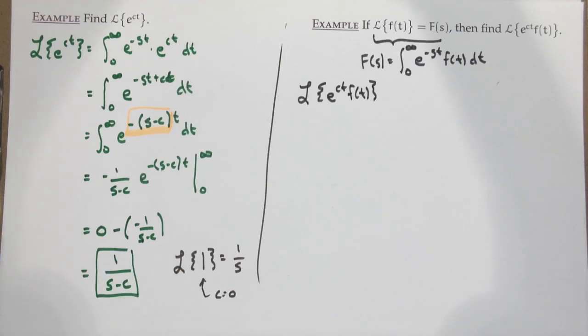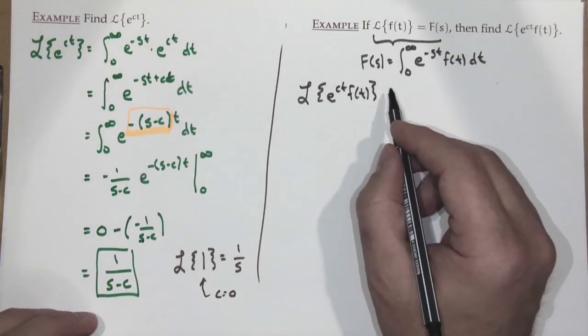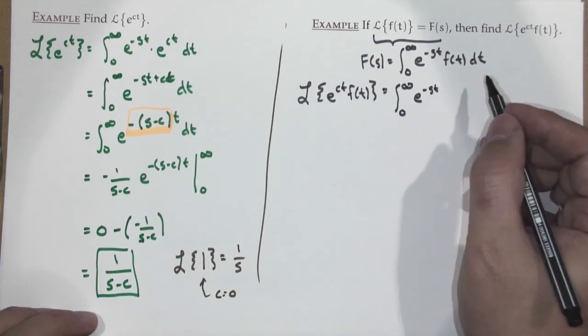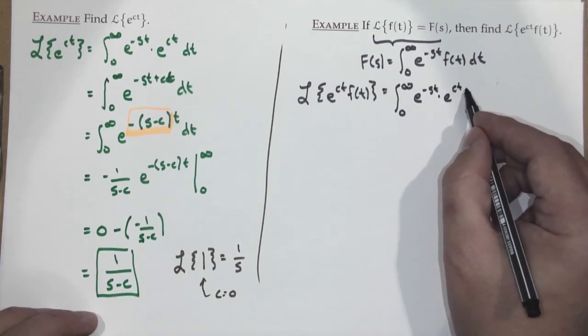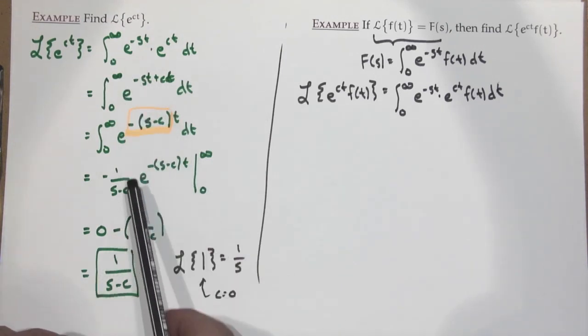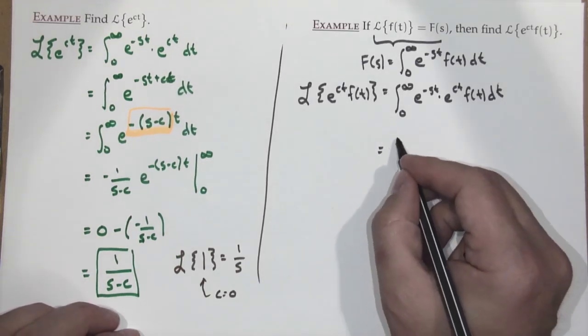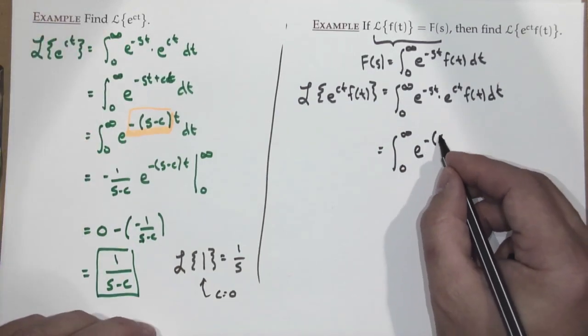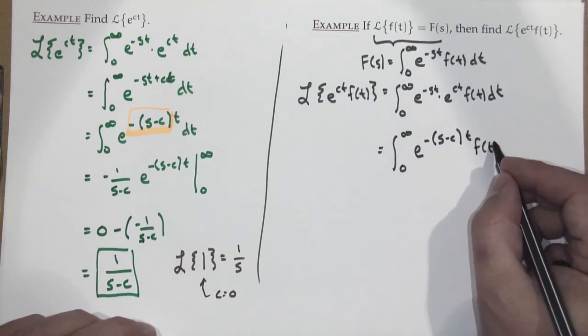Well, first step, plug in the definition. So this is equal to the integral from 0 to infinity of e to the minus st times e to the ct f of t dt. What can we do? Yeah, we can follow what we were doing over here. So this is the integral from 0 to infinity, and I'm just going to skip two steps, of e to the minus s minus c t f of t dt.